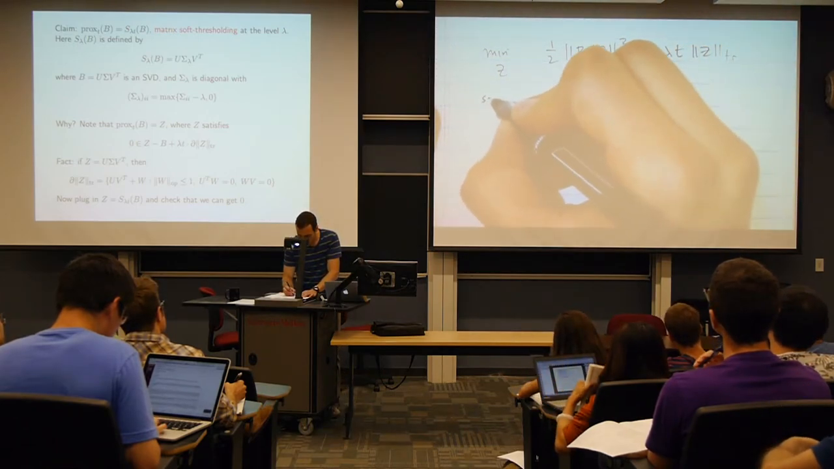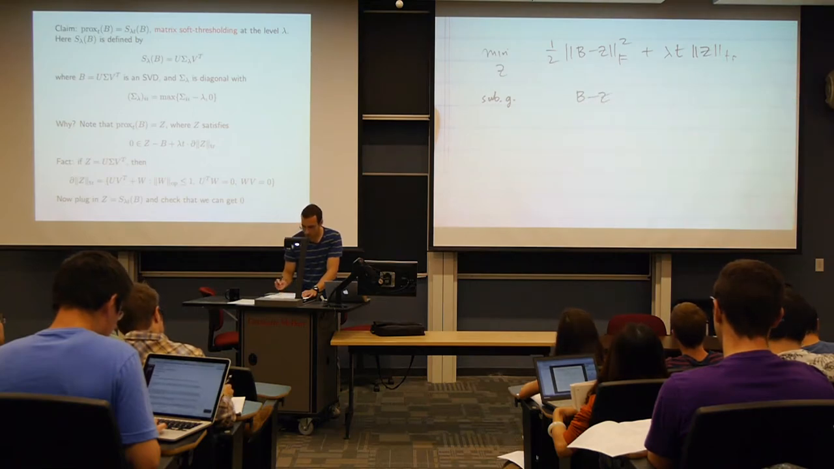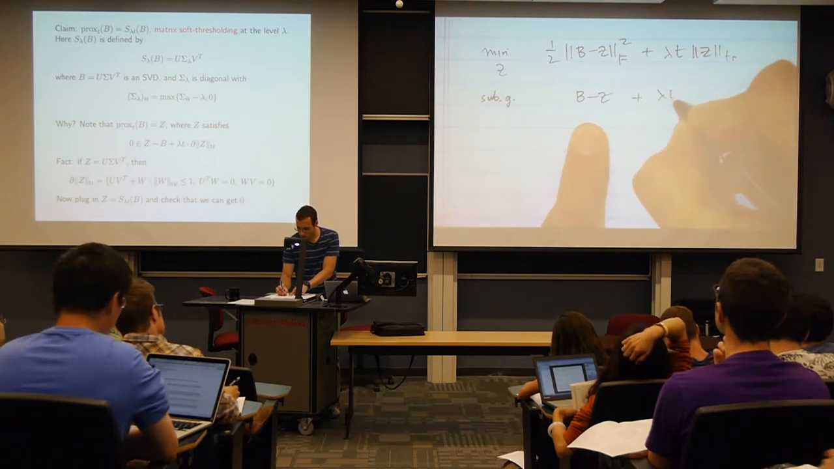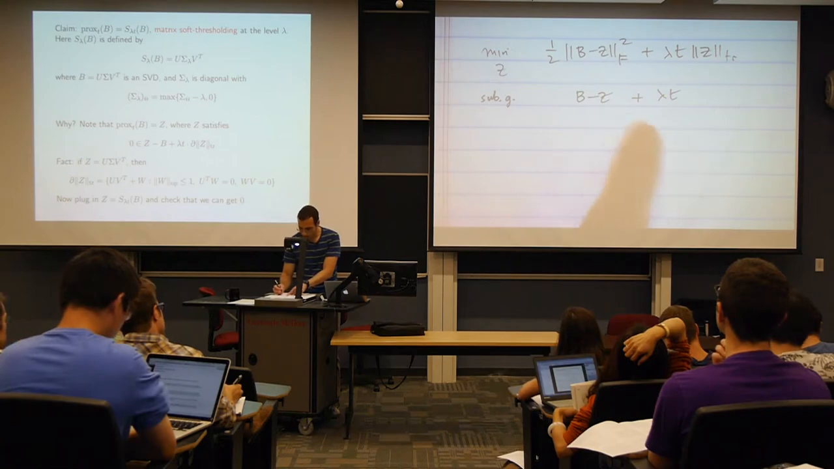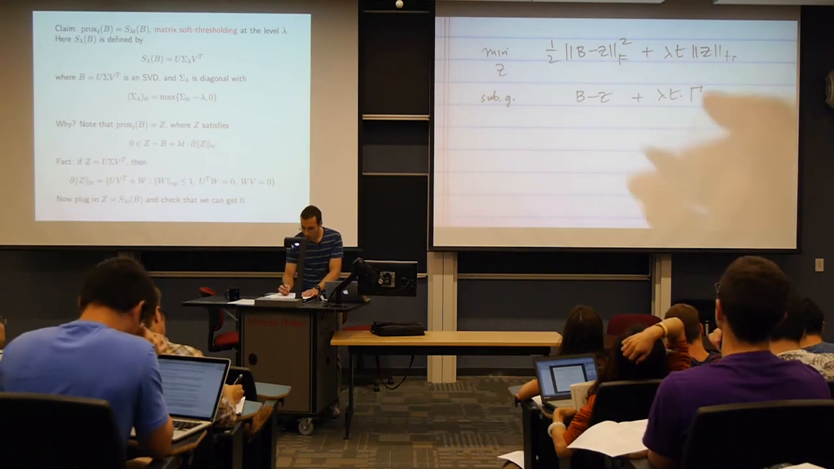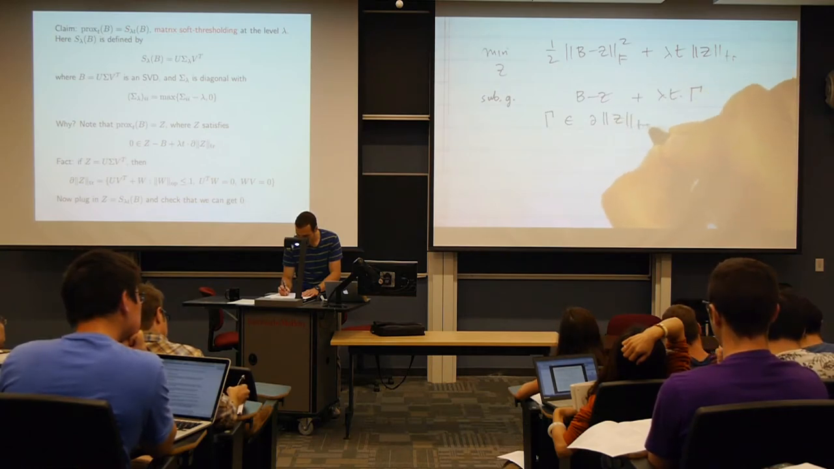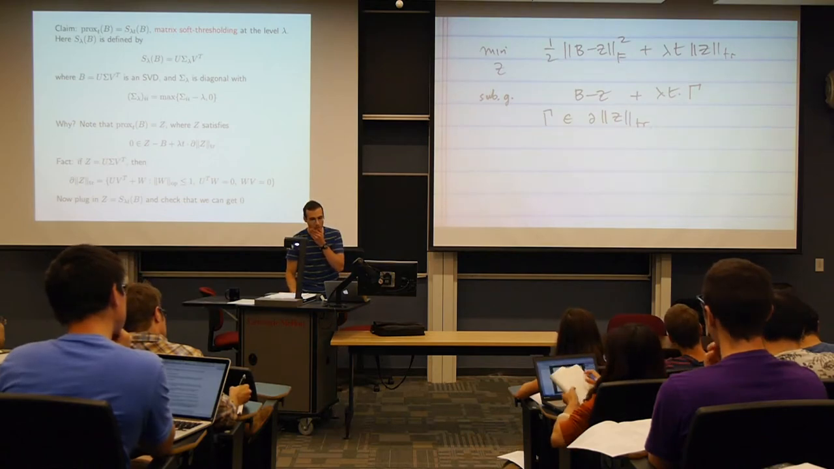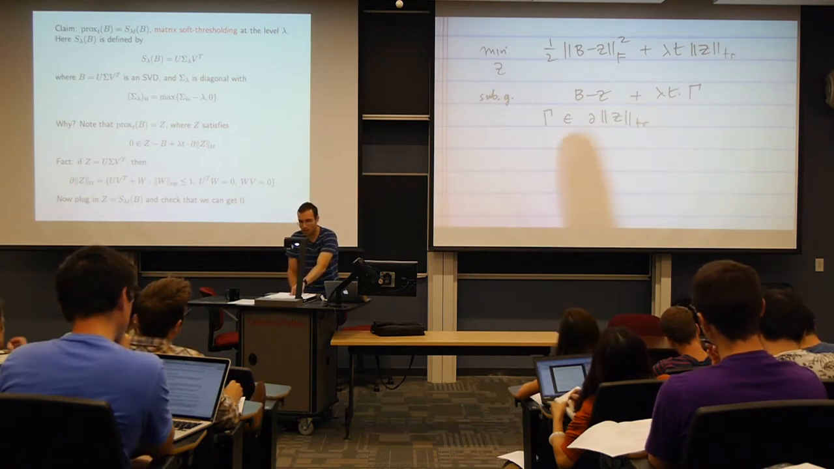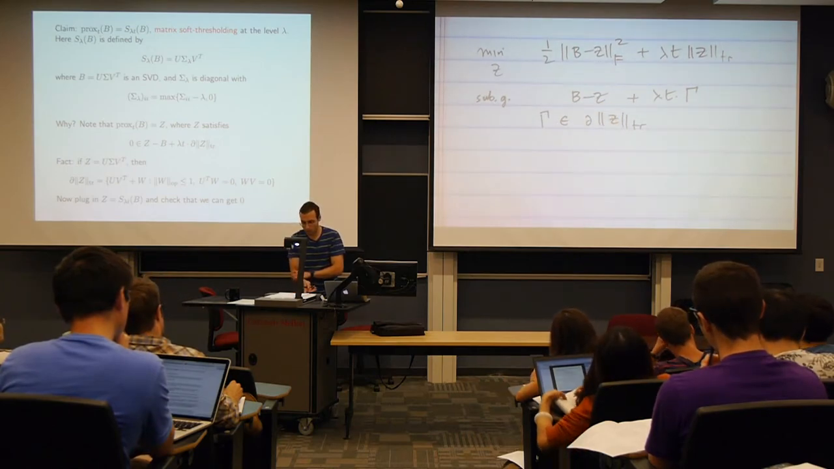The subgradients of this criterion look like, well, just the gradient of the first part because it's smooth. So that's just B minus C, plus lambda times t times anything that's a subgradient of the trace norm. I'm going to call that gamma, where gamma is a subgradient of the trace norm at the point Z. Okay? So nothing should be startling so far. We just want to set this equal to 0 and figure out for what Z's we have 0 as a subgradient.